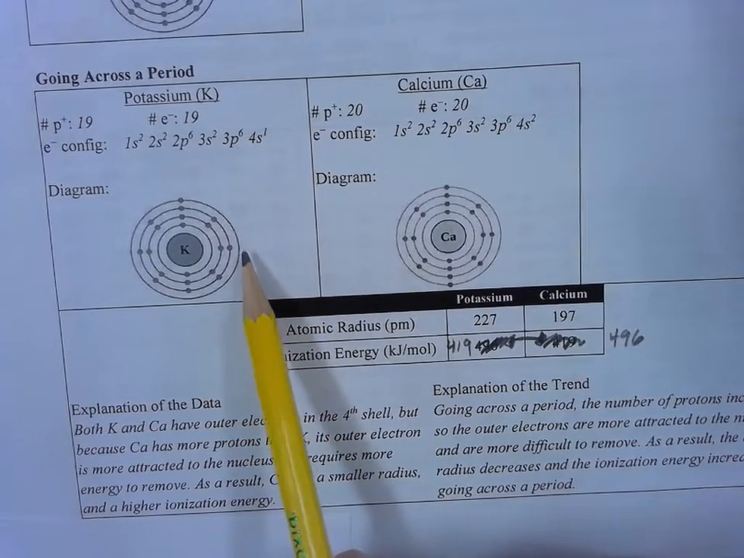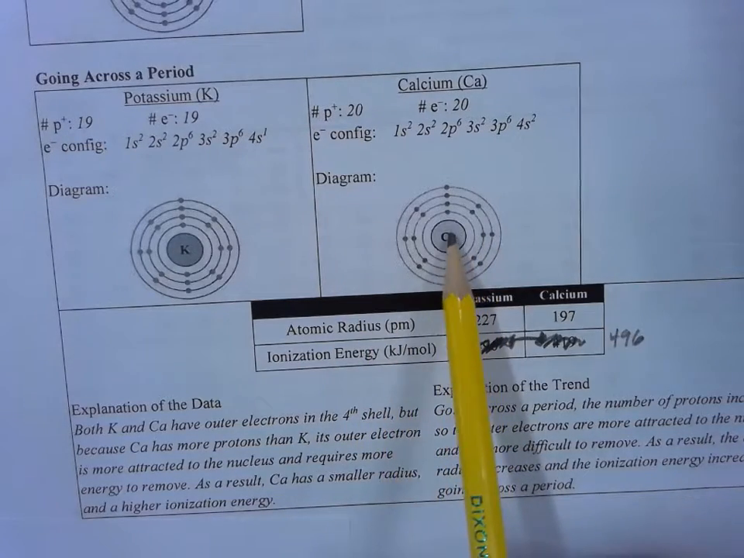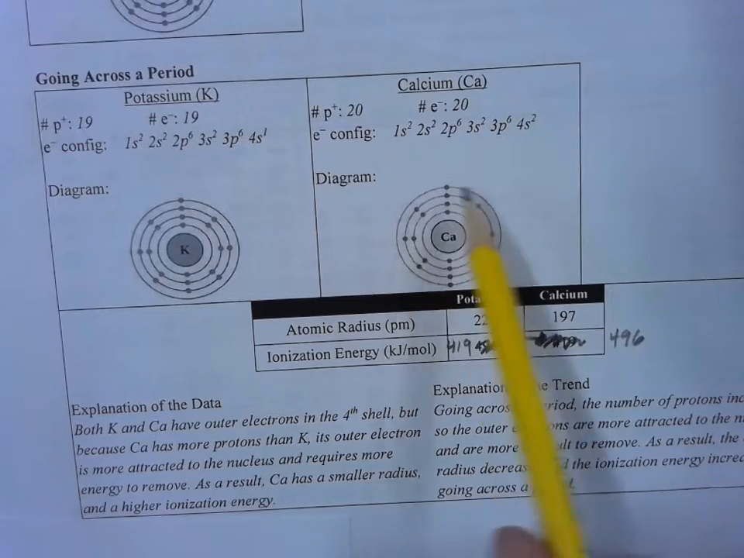The ionization energy increases as you move across the periodic table because the strength of the nucleus, the protons in the nucleus, there's more of them, so that positive strength increases. Okay, that requires more energy to remove that electron.